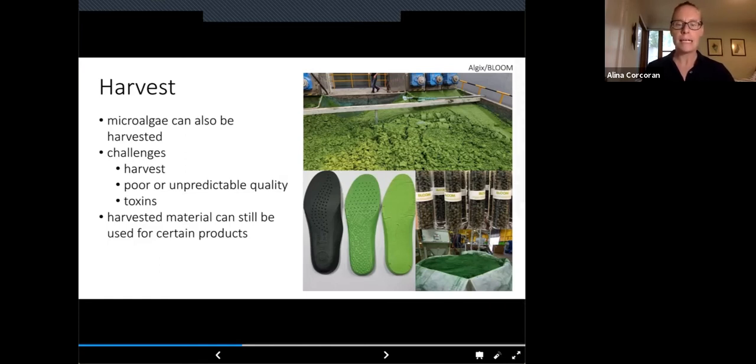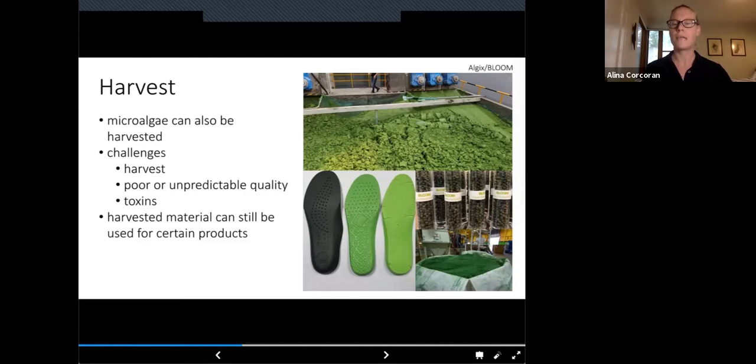In addition, natural blooms are not necessarily predictable in quality. Through the life cycle of the algae, the biomass composition can change or the quality can be bad. For products, we really don't want stinky algae. We don't want algae that has toxins. That said, harvested material can be used for certain products.